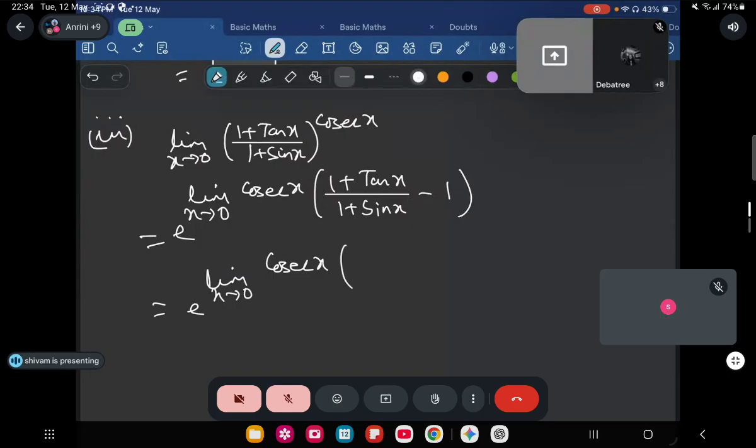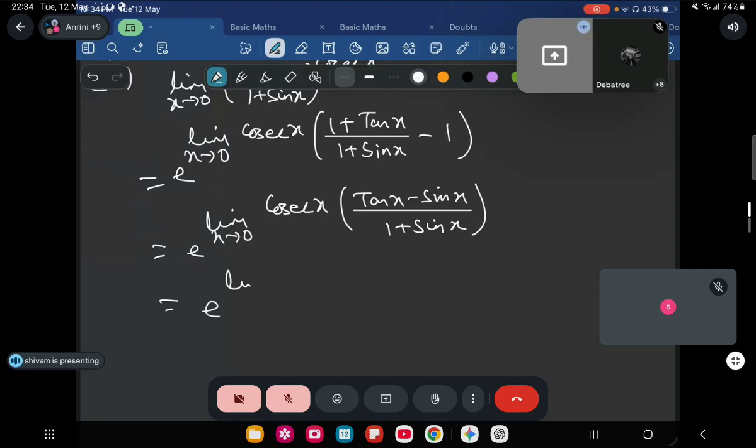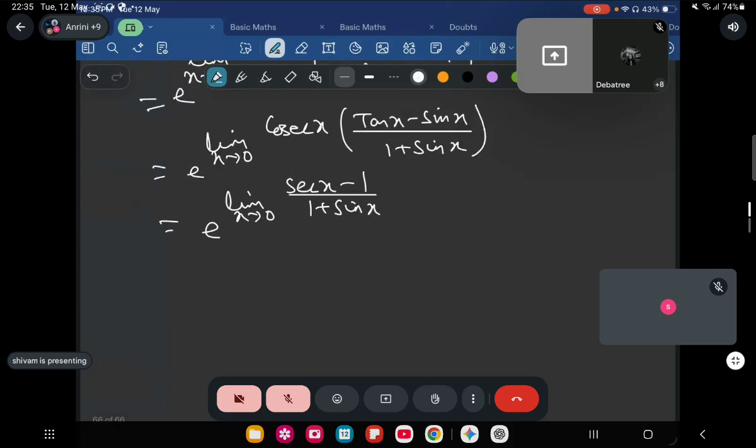So this will become e to the power limit x tends to 0 of cosec x into ((1 plus tan x minus 1 minus sin x) by (1 plus sin x)), that is, tan x minus sin x by 1 plus sin x. Next, cosec x into tan x will become sec x, so we get (sec x minus 1) by (1 plus sin x). When you substitute x equal to 0, the numerator is 0 and the denominator is 1. So this will become e to the power 0, which is equal to 1.